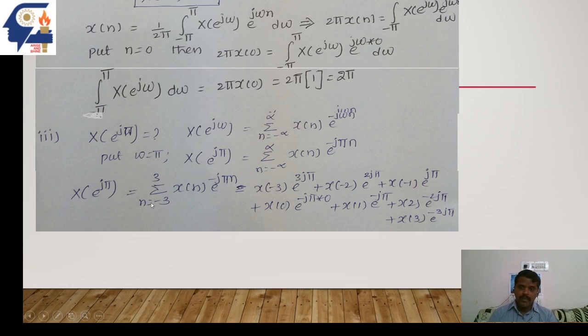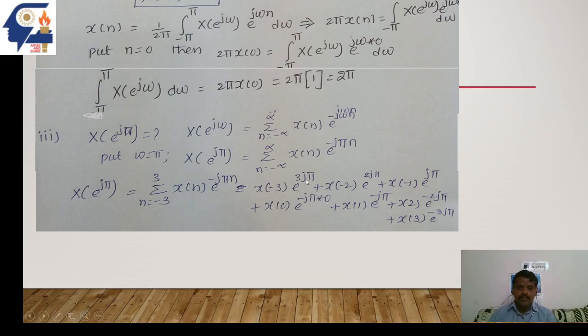Now replace the n value. When n equal to -3, x of -3 e power minus j pi into -3 will become plus, so e power j 3 pi. When n equal to -2, x of -2 e power 2 pi j, like that. But we know e power 2 pi j is nothing but e power j into 0, since 2 pi is nothing but 0 degree. We can take this entire term as e power 0 is 1. E power j pi is nothing but cos pi plus j sin pi. Sin pi is 0, cos pi is -1. So e power j pi is nothing but -1.